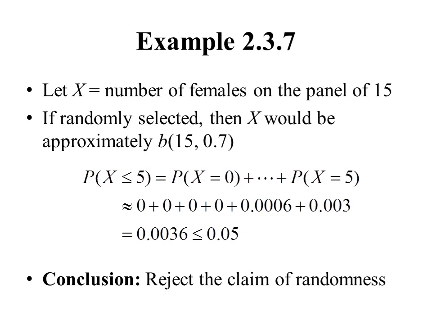So because that probability is so small, our conclusion would be to reject the claim of randomness. Okay? Now that doesn't prove that students were not randomly selected. It's just enough statistical evidence to reject this claim of randomness.